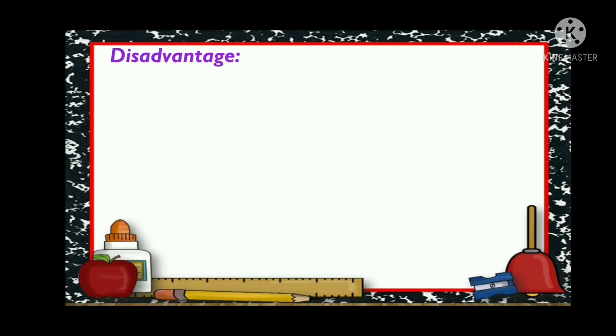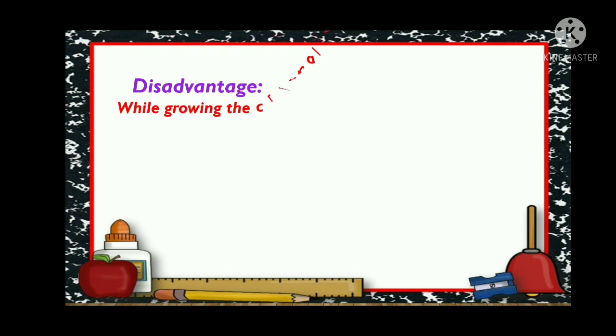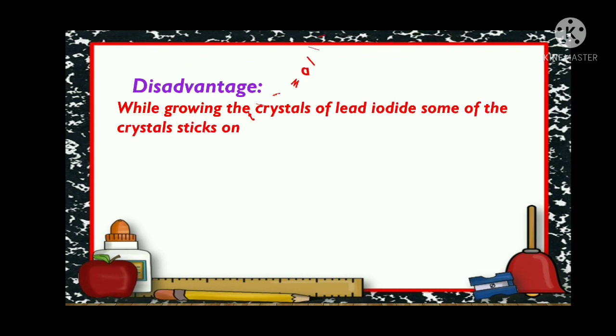Now there is also a disadvantage of this method. The disadvantage is that while growing crystals of lead iodide, some of the crystal sticks to the wall of the furnace, which causes impurity. So this is the major disadvantage of using the Bridgman method.